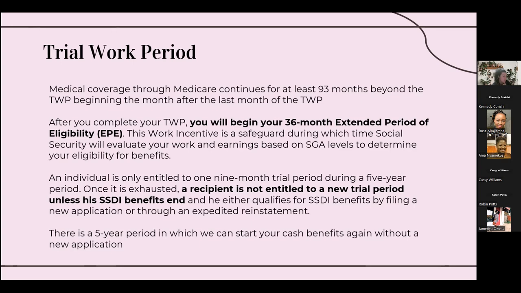And this says there's a 5-year trial period in which we could start the cash benefits again without a new application. So in case you end your trial work period, and then you're again on SSDI, you can continue to get your benefits. You just have to remain below that $1,400 and change, I think $1,470. And that number changes. It wasn't always that number. It used to be $1,099 back in 2012. So it does go up. It does change. Know the SGA. Check yearly, I would say.